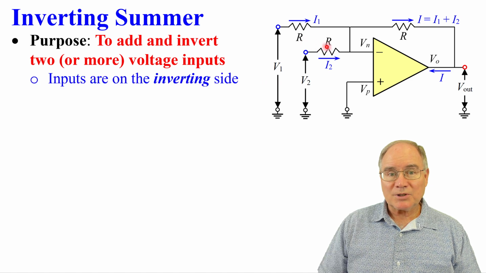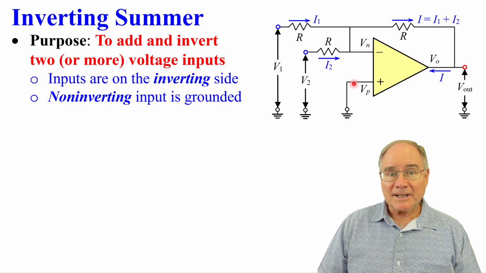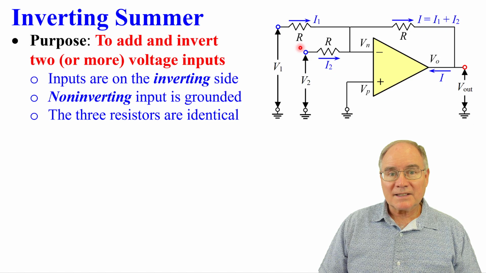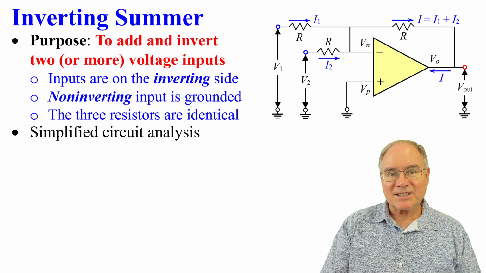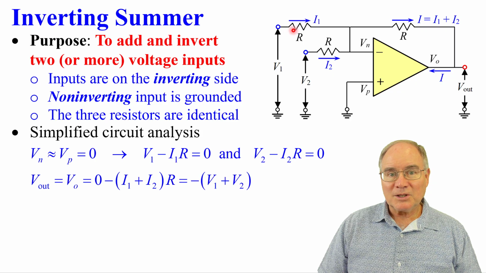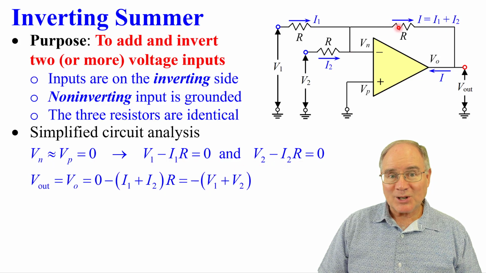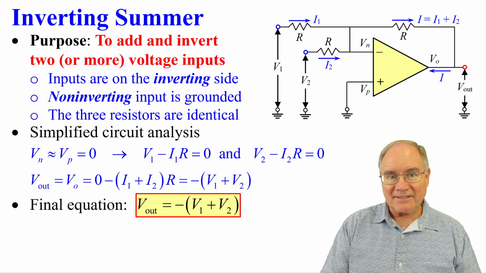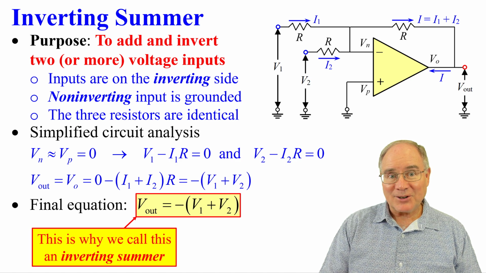Notice that the inputs are on the inverting side of the op-amp, while the non-inverting input is grounded. In this simplified case, the 3 resistors are identical. Here's the simplified circuit analysis. We use Ohm's law across these 2 resistors, giving these 2 equations. And we use Ohm's law again across this resistor. The final equation is that Vout is the negative of the sum of the 2 input voltages. And that's why we call this an inverting summer.